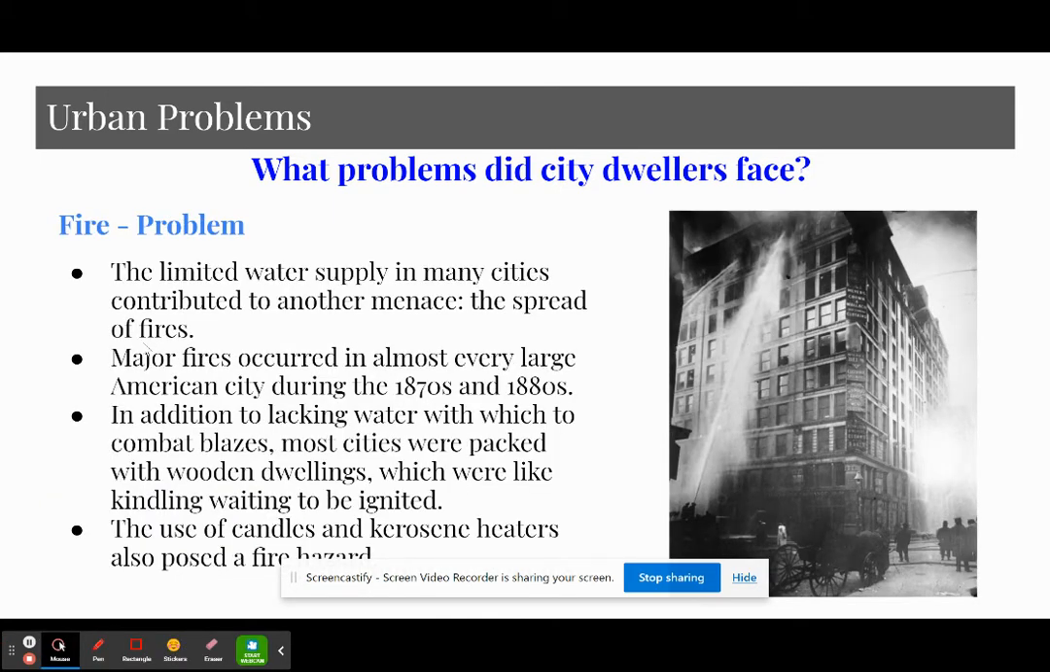Fire was also a problem. The limited water supply in many cities contributed to another menace, which was fires. Major fires occurred in almost every large American city during the 1870s and 1880s. In addition to lacking water, which you needed to put out a fire, most cities were packed with dwellings made of wood, which were like kindling waiting to be ignited. Things went up in flames, the more wood you have. We know how fires are built. And then also using candles and kerosene heaters posed a fire hazard in dwellings or even in factories.